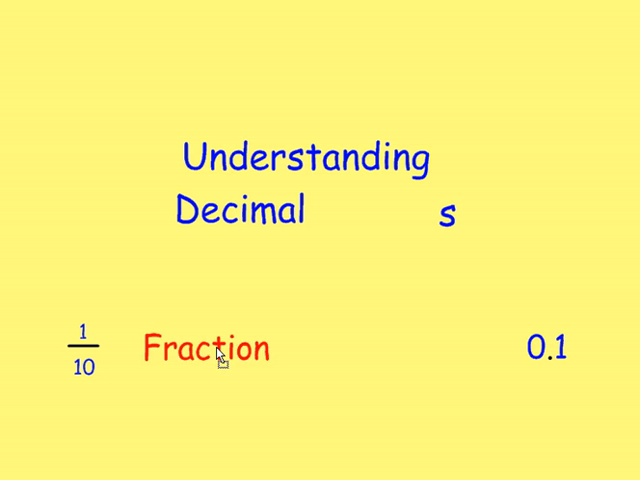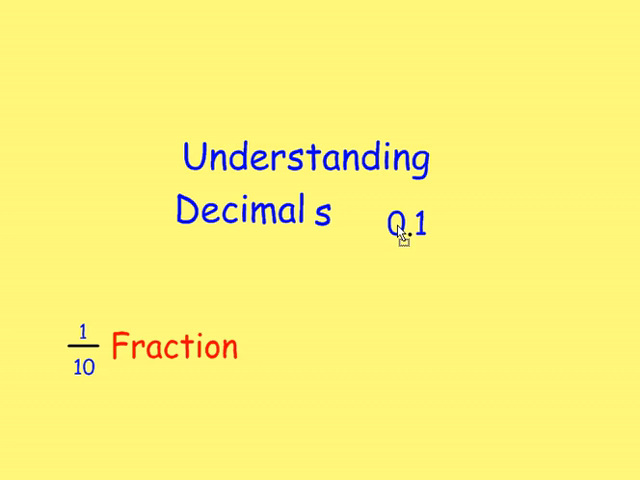A fraction has one number on top of another number. It is a part of a whole. A decimal or a decimal fraction has one number next to another number. It's still a part of a whole.